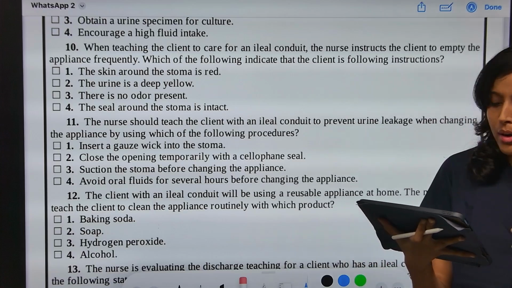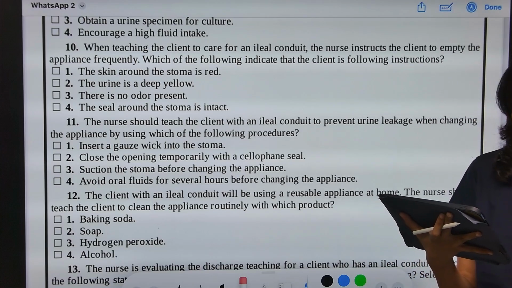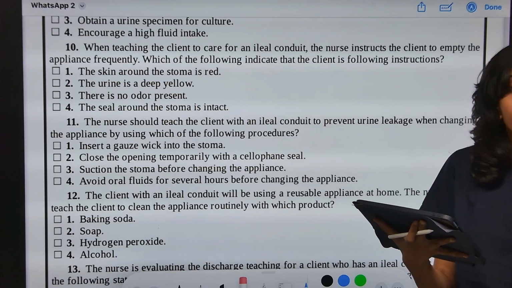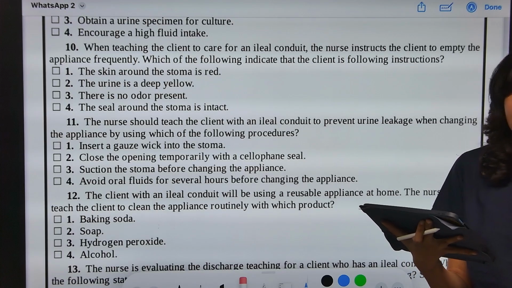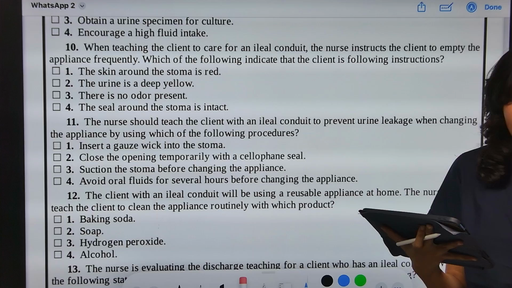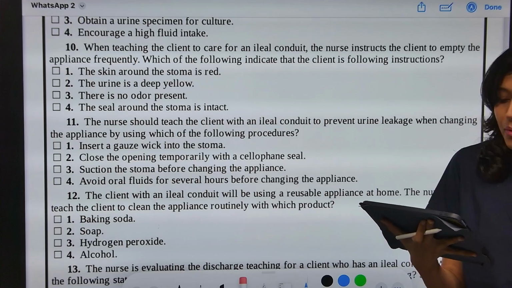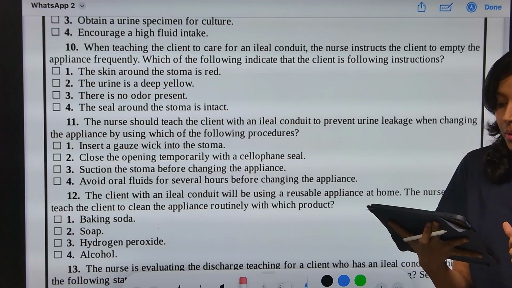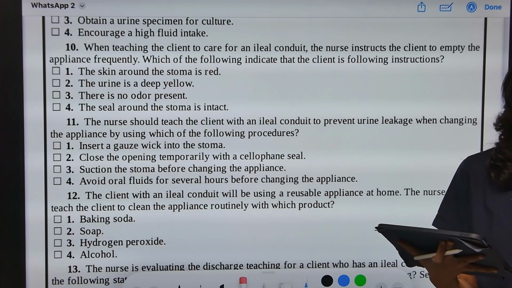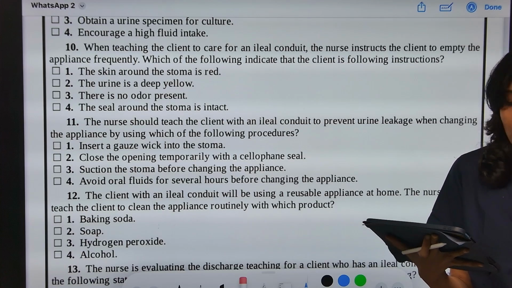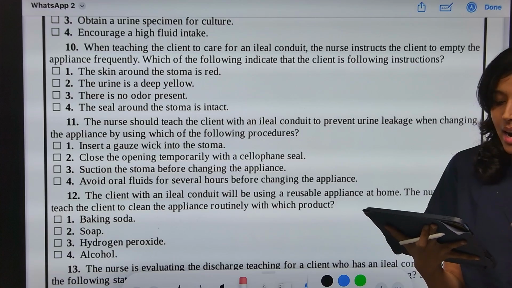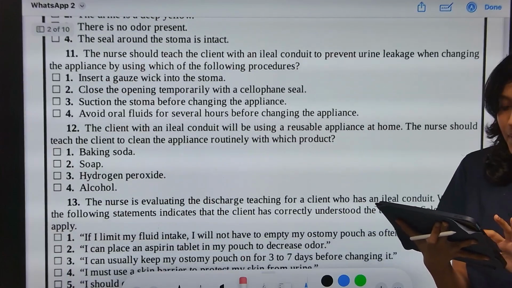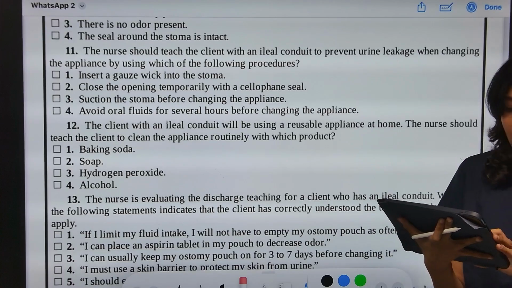Now you will ask why answer number 4 is right. Because if the patient is emptying the appliance frequently, there will be less urine in the appliance and that will offload the pressure. Without any pressure, the seal will be intact. If the patient does not empty the appliance frequently, there will be a lot of pressure of urine in the appliance and that will break the seal. So answer number 4 is correct. Now let's discuss question number 11.